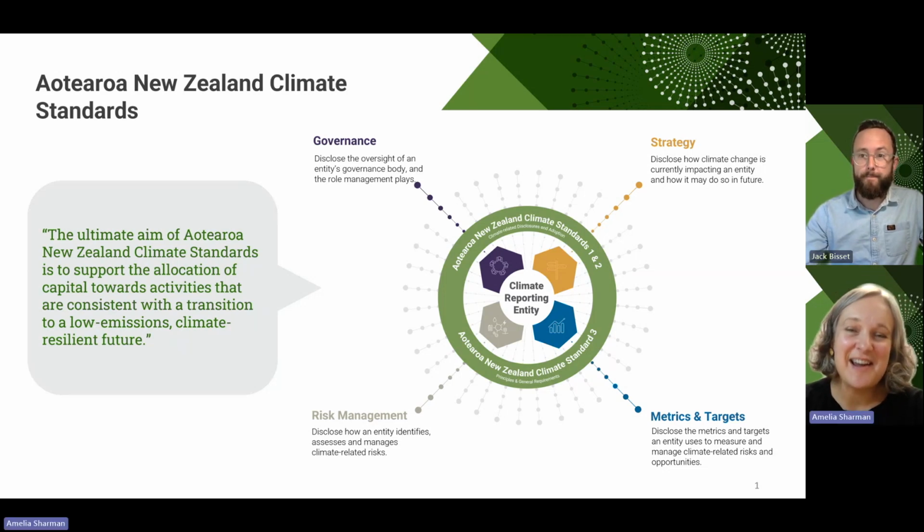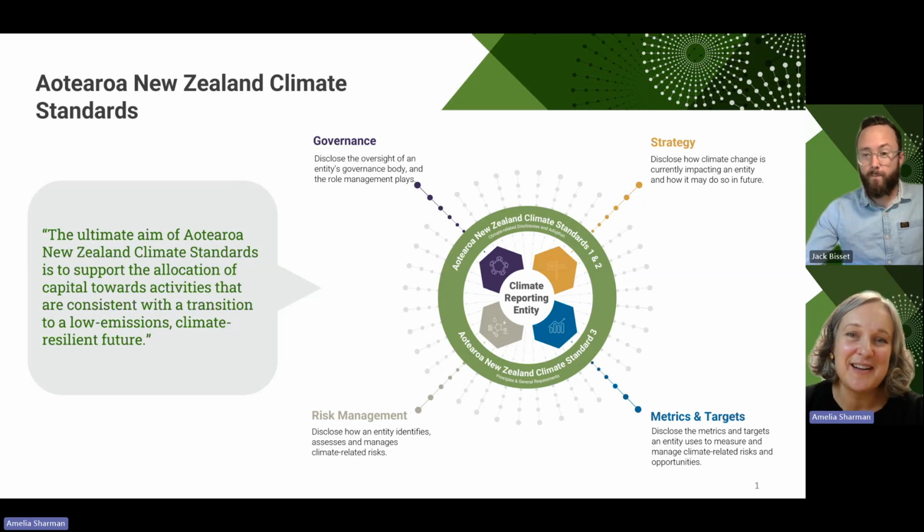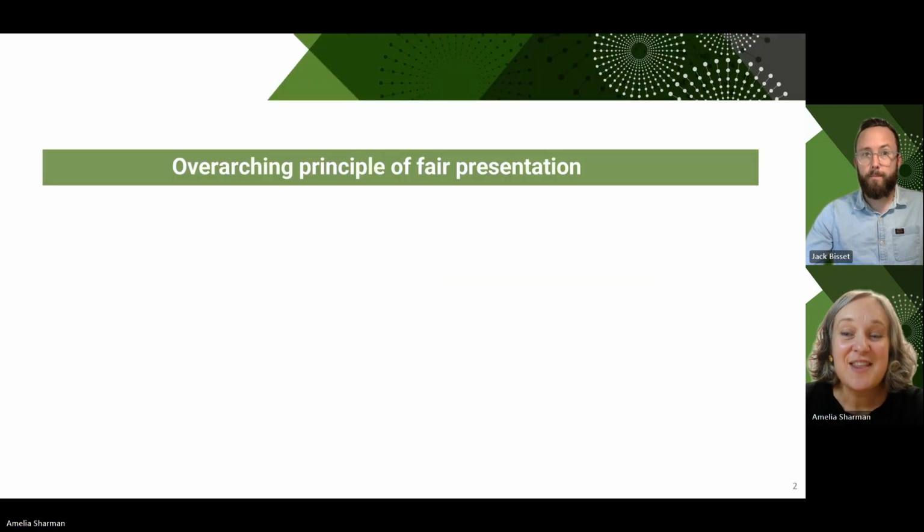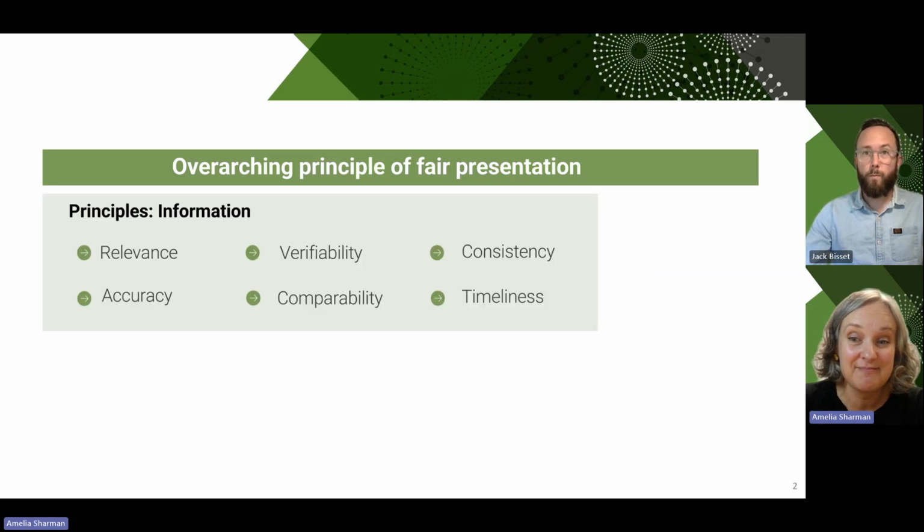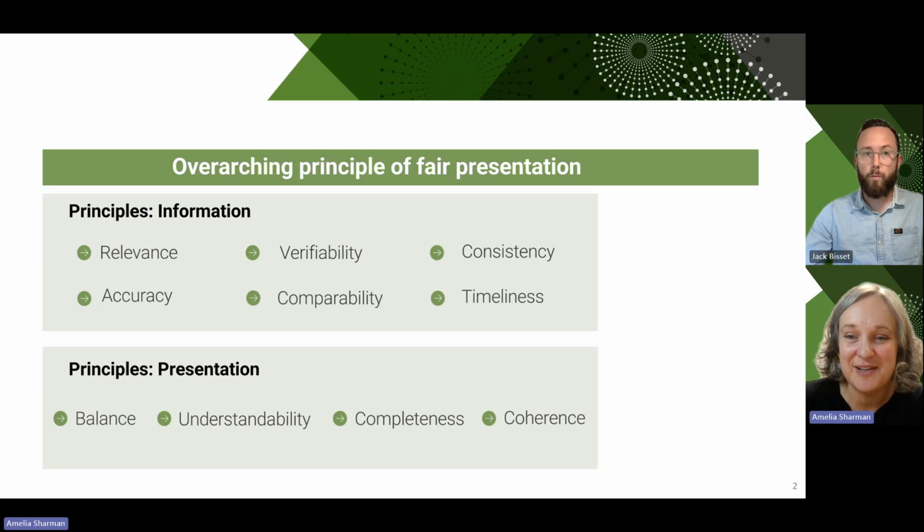Kia ora, Jack. Well, great question. It's important to remember that they are a package of standards. And in a nutshell, NZCS3, which is that general requirement standard, is about the quality of the disclosures, enabling reporting that promotes trust, confidence, transparency, and accountability. The focus of the standard is on something called fair presentation. And so to achieve fair presentation in the context of climate-related disclosures, it lays out key principles about information and presentation to make the disclosures useful to primary users.